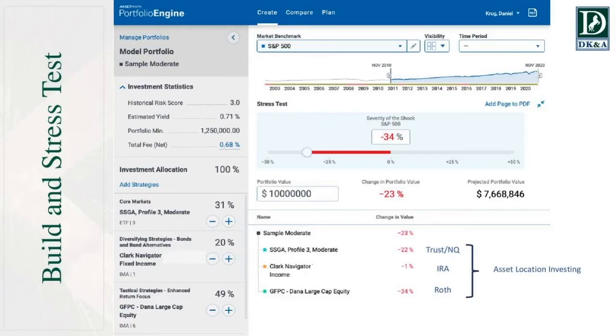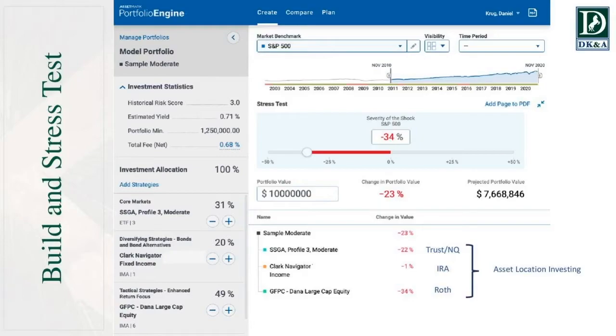The SSG portfolio, moderate portfolio, just like before, in this scenario went down about 22%. That's your trust account. Now let's look at the Clark Navigator. This is your IRA account. That one, because it's now very conservative, only went down 1%. All right, but you might be saying, but that's my IRA account. Yes, it is. Stay with me here. Now the next portfolio is your large cap equity portfolio.